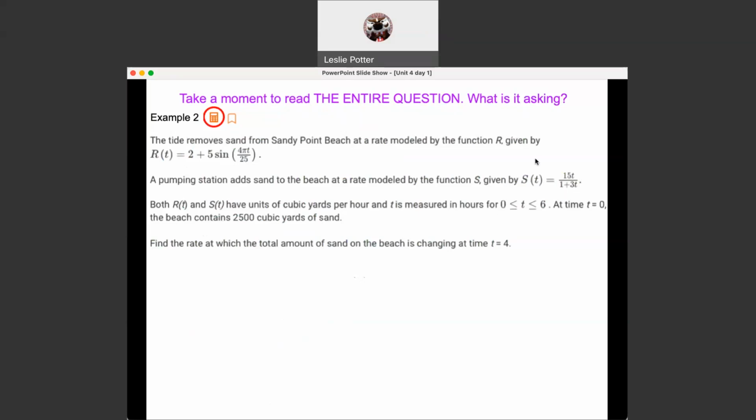We have sand being added and we have the tide removing sand. So both R of T and S of T have units of cubic yards per hour. T is measured in hours for the first 6 hours, and we start at time T equals 0. The beach contains 2,500 cubic yards of sand at time T equals 0. Let's find the rate at which the total amount of sand at the beach is changing at time T equals 4. So how is the total changing?